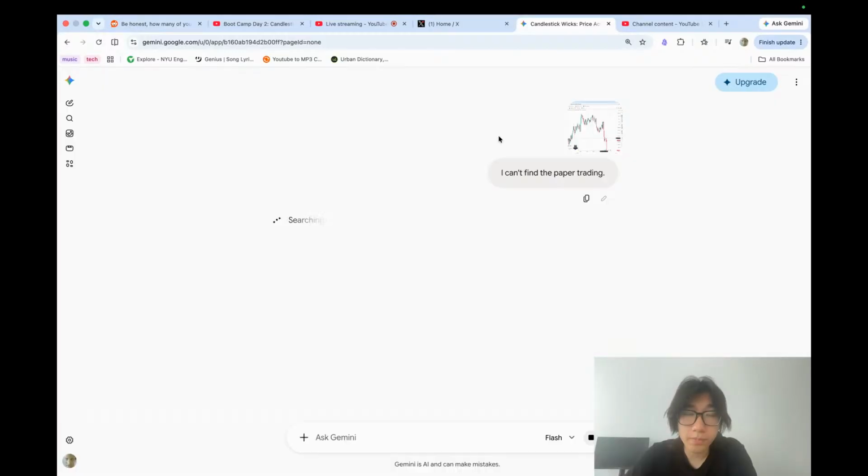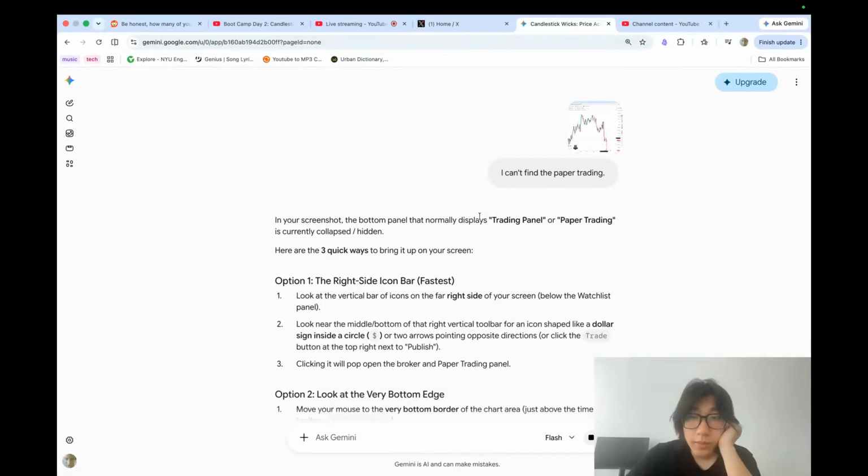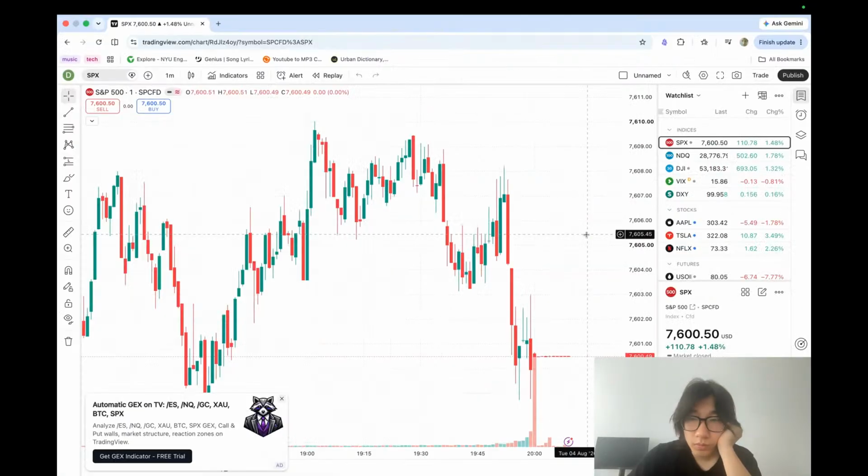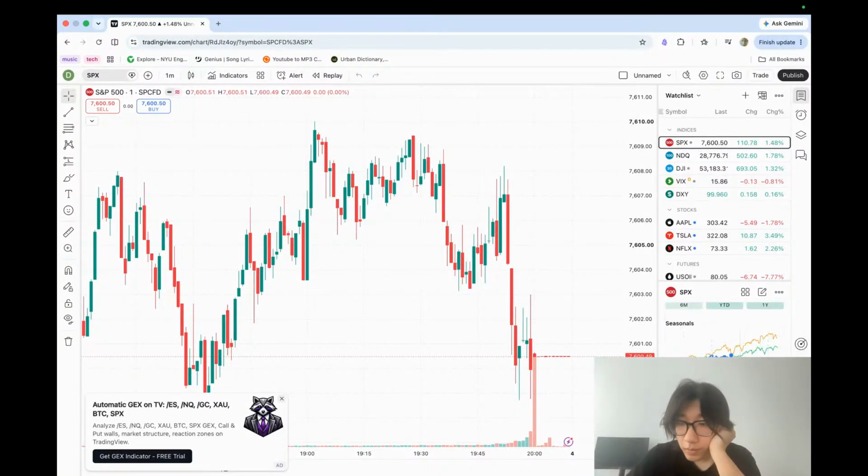I can't find the paper trading. Some players trading, but now it's currently collapsed. Look at the right side icon bar. Look at the vertical bar of the right side. Dollar inside a circle. Where is it? It's all inside of a circle. Netflix. It's really people trading Netflix. Watch list.